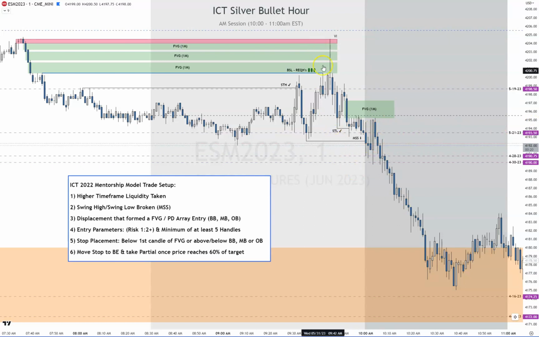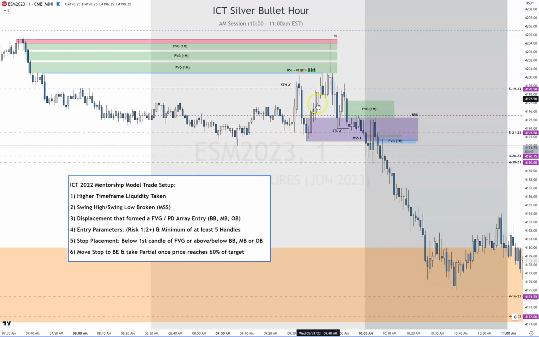So we have liquidity taken, we have market structure shift. We've taken it out, but there's a very small fair value gap right there. Price comes back up, taps that fair value gap, and comes back down. To me, that's not really very good displacement taking out this low, so I'm looking for something better than that. I see a better fair value gap right here, comes back down. I also see a breaker block right here.